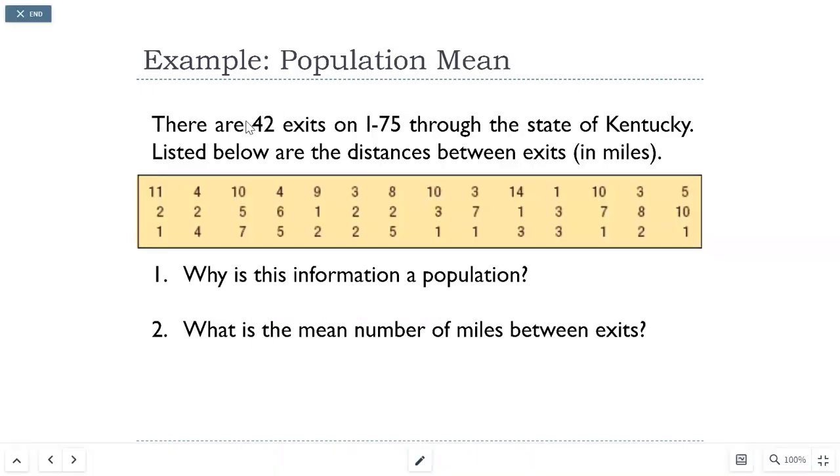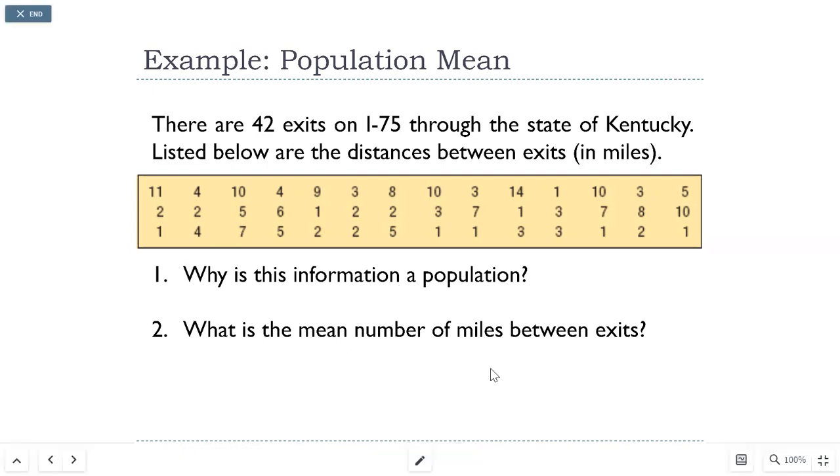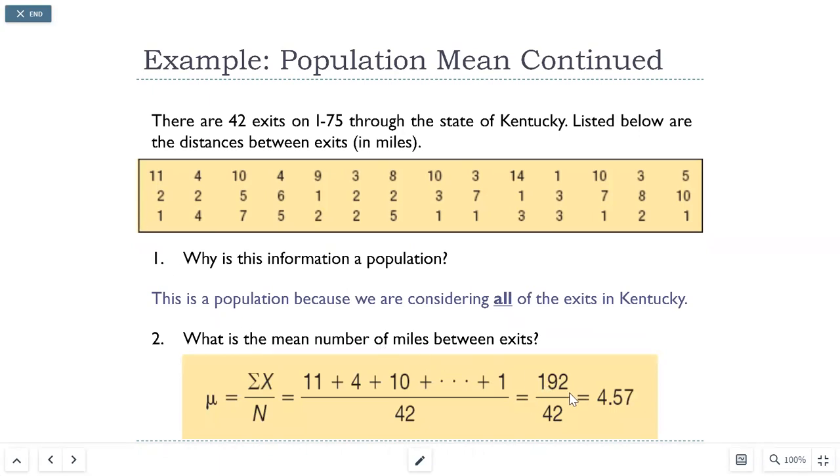Here's an example. There are 42 exits on I-75. Here is the distance between the exits in miles. The question is, why is this information a population? Well, these are all of the exits on I-75 through Kentucky. It's not like we only looked at the even ones or only the first half. These are all of them. And what is the mean number of miles between exits? Not going to do the math, but you would just add them all up and divide by 42. So again, 192 divided by 42 equals 4.57.